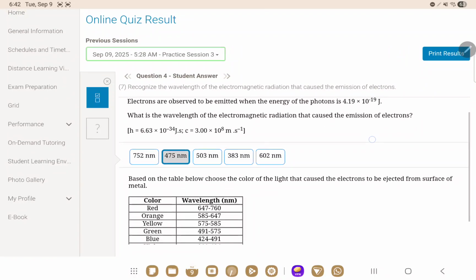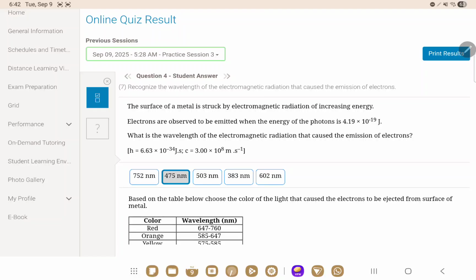Now here we have to use a formula. The surface of a metal is struck by electromagnetic radiation of increasing energy. They have the energy of the photons is equal to this. And they gave us Planck's constant, and they gave us the speed of light. Now we need to use the formula energy equals hc over lambda, which is wavelength. Here they're asking us what is the wavelength. So we know everything but the wavelength.